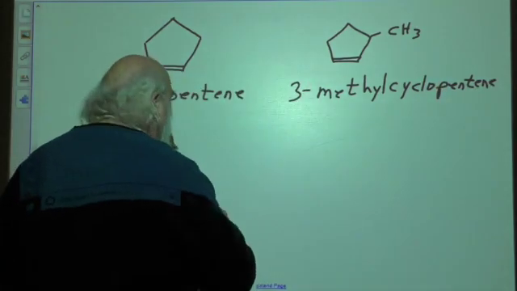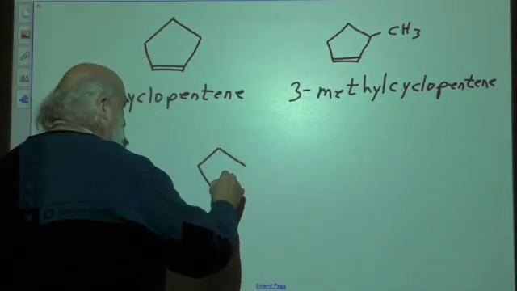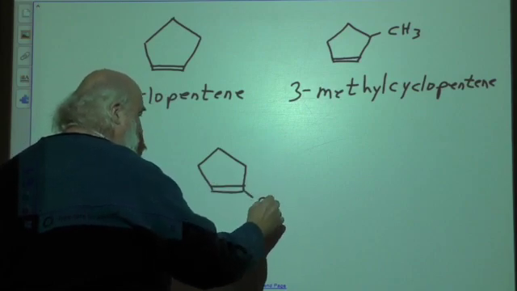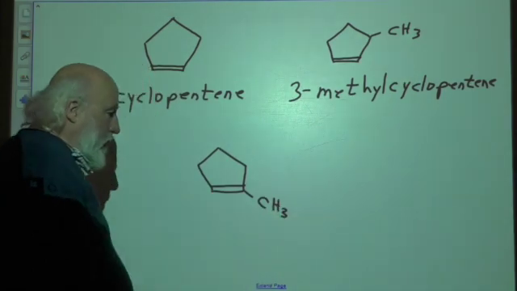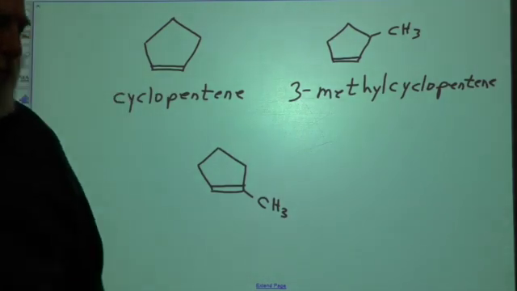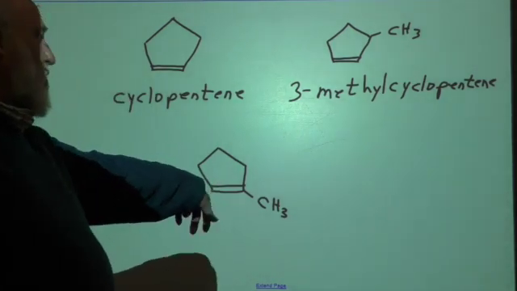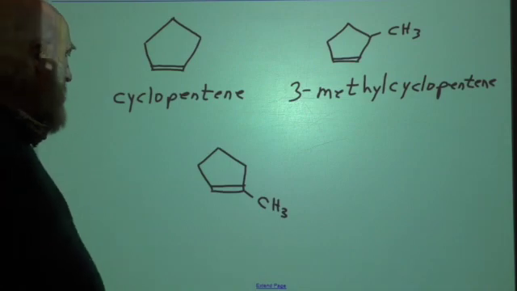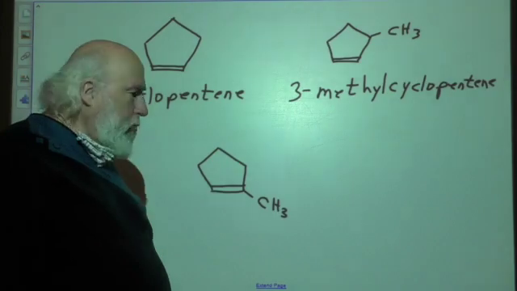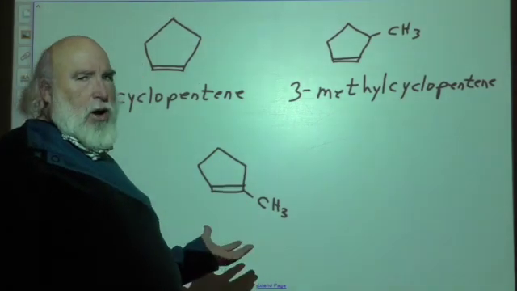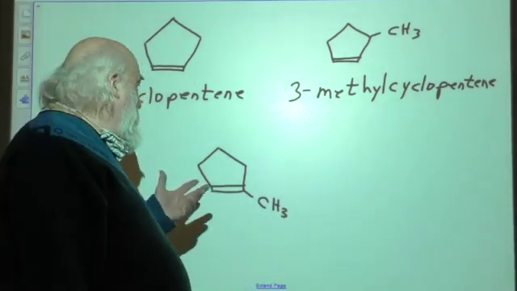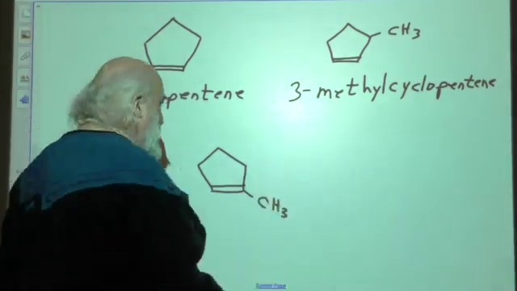All right, I will do one more. And for this, I'm going to put it right here. So the question comes into play here. What numbers do we attach to that methyl group? Well, it being on the double bond, it's going to be on either carbon number 1 or carbon number 2. Well, obviously it's going to be carbon number 1 because that's lower than number 2.